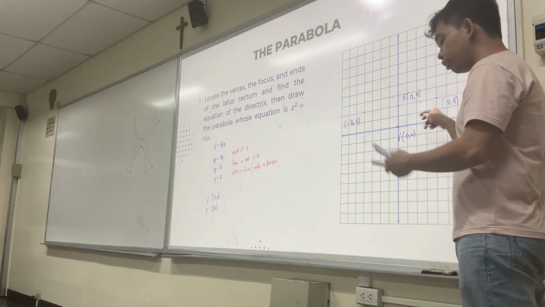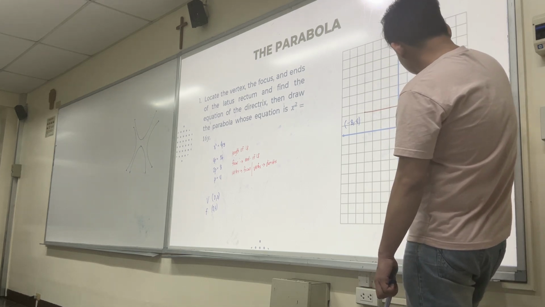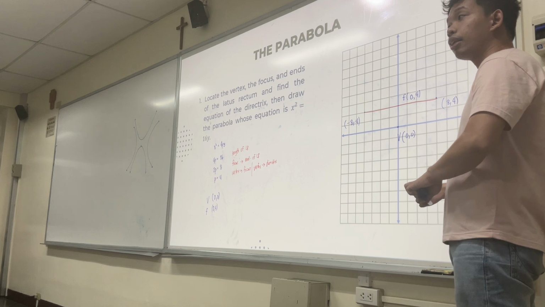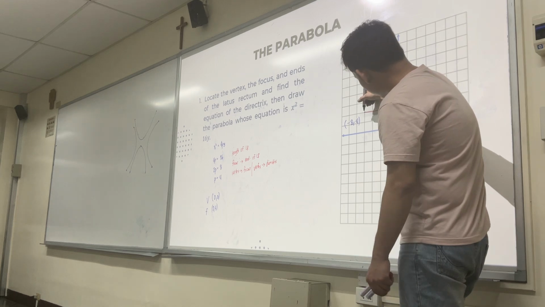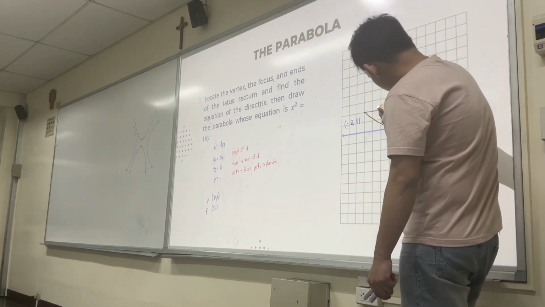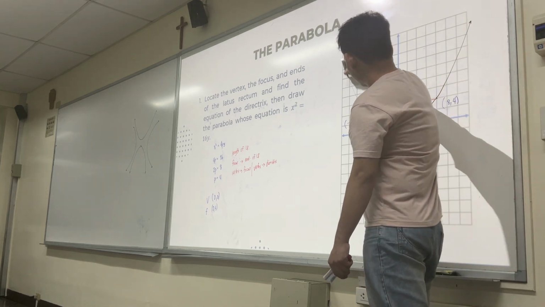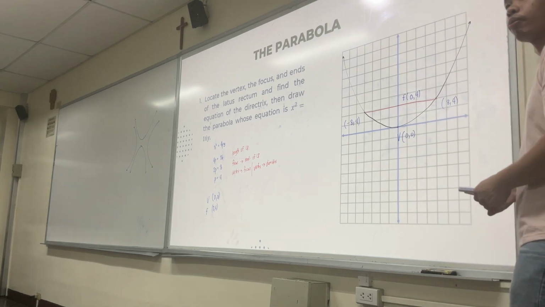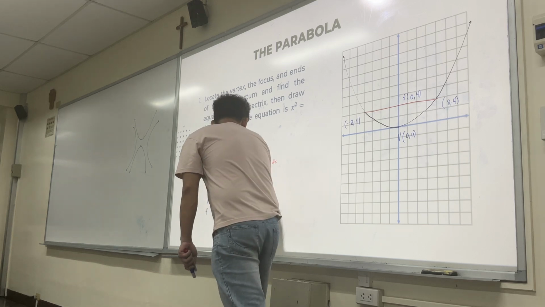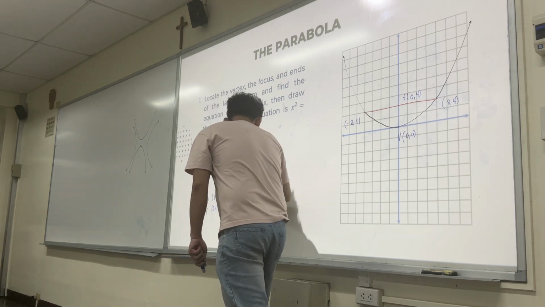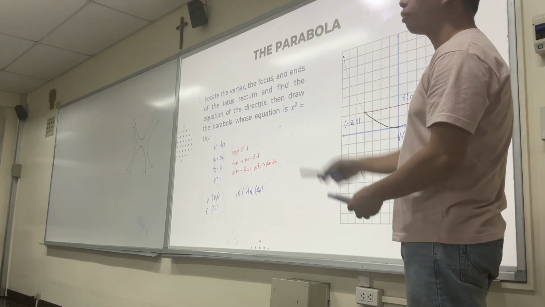If you connect these points, you'll get your latus rectum. And if I connect these 3 points, I'll get my parabola. So your latus rectum, its location is at negative 8, 4 and positive 8, 4. What's left? Find the equation of the directrix.